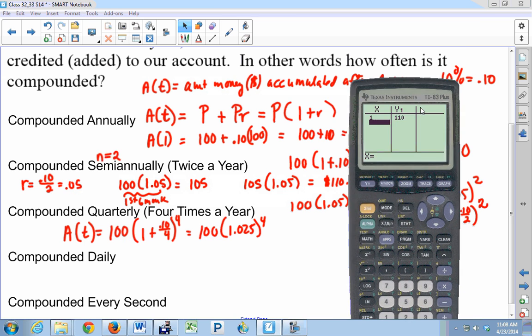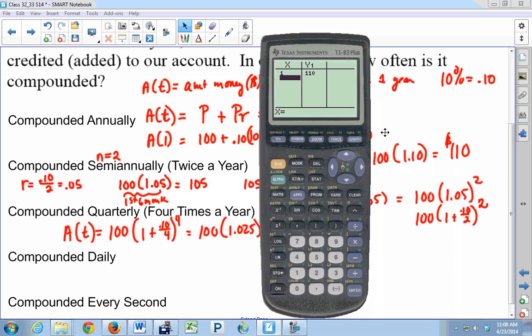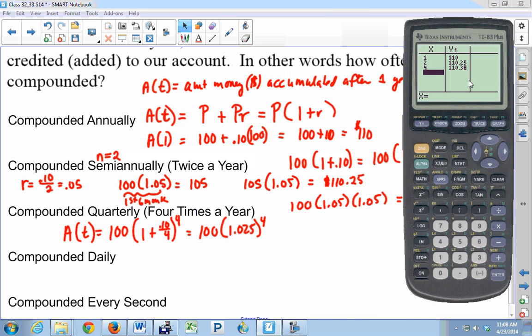That's what we found back here, 110 bucks right here. Twice a year, we should get 110.25. Let the calculator do the work. There we go, 110.25. 4 times a year, this is the big mystery. Let's see, 4 times a year. Oh, great, 13 extra cents. Still money, you're right. All right, so I get $110.38.